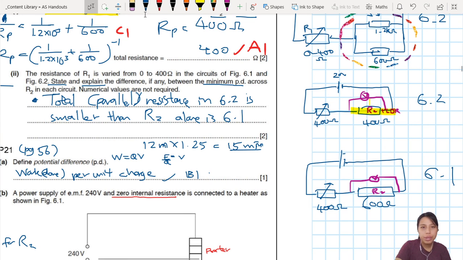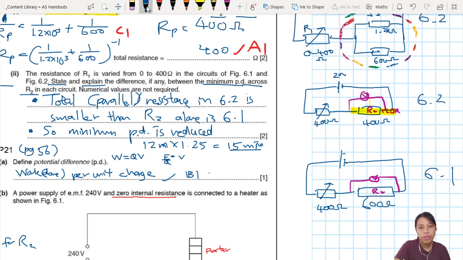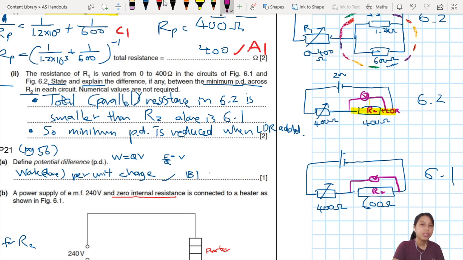So the next statement, you can say the minimum PD across R2 is reduced. You can put the whole sentence up. I'm going to say minimum PD is reduced when LDR is added. Now, it might seem kind of abstract. You're like, Miss, how do you come up with this conclusion? Well, if you're not convinced, you calculate.